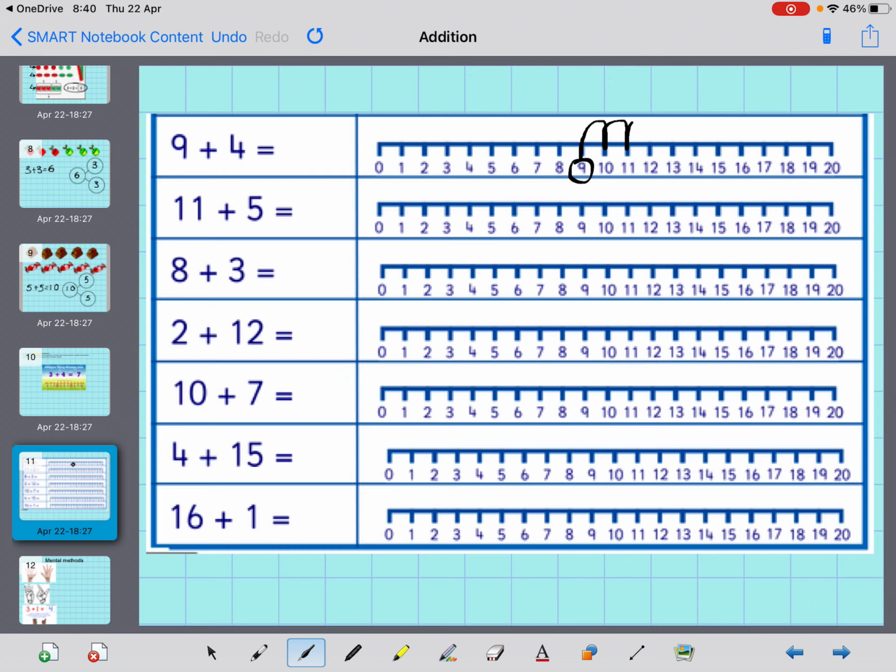1, 2, 3, 4. I started on 9. I made 4 jumps. I've landed on 13. It's very important to make sure that the children count on or jump on and then start their counting. Otherwise, they'll end up on the wrong number. So, for example, a lot of children start on 9 and say 1, 2, 3, 4, which you can see they've only actually made 3 jumps there and they would then end up on the wrong answer.